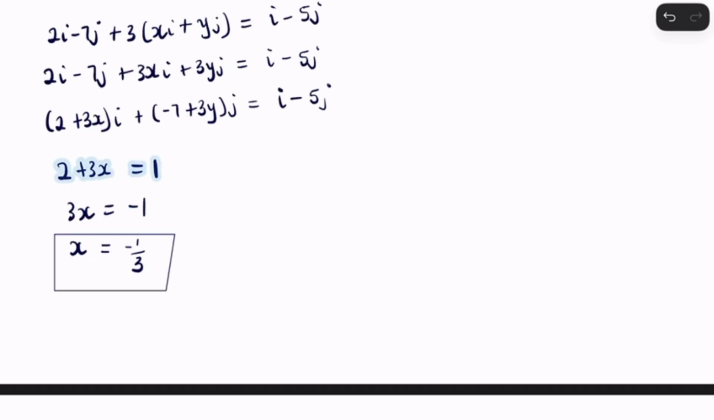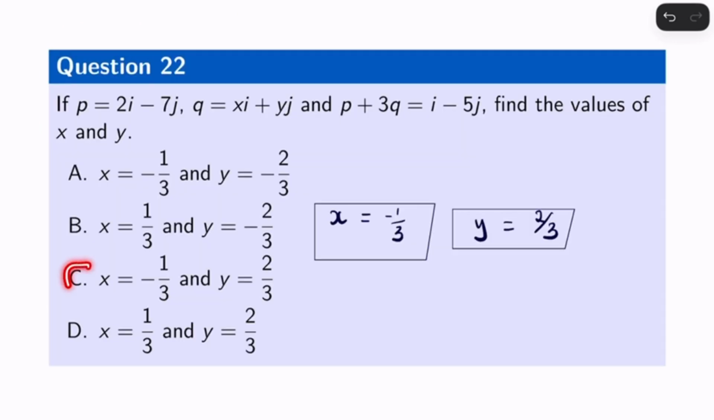With the j component, we are going to have minus 7 plus 3y is equal to minus 5, right? So that's y is equal to 2 on 3. Thus, the correct option is option C.